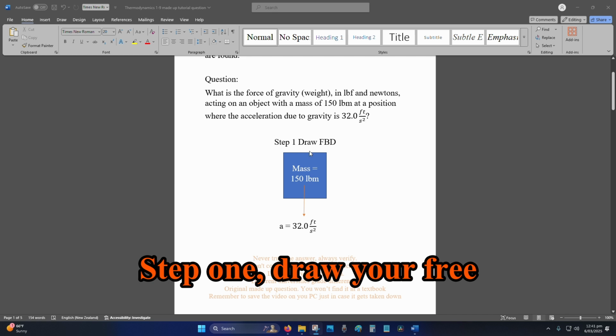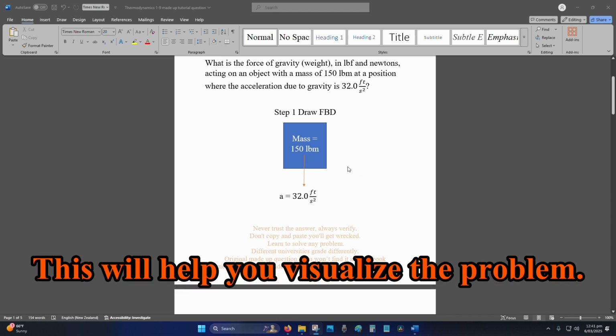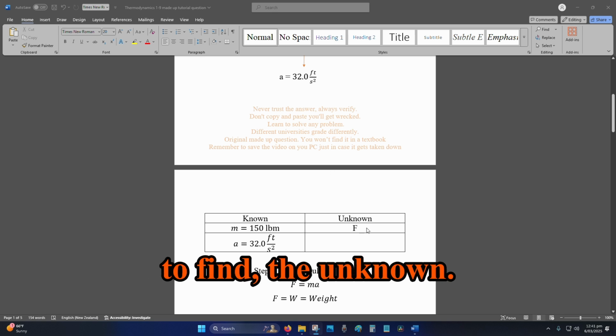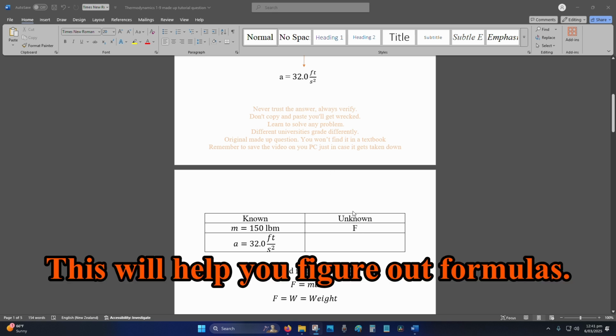Step 1, draw your free body diagram, your FBD. This will help you visualize the problem. Next, list all the given values and what you're trying to find, the unknown. This will help you figure out formulas.